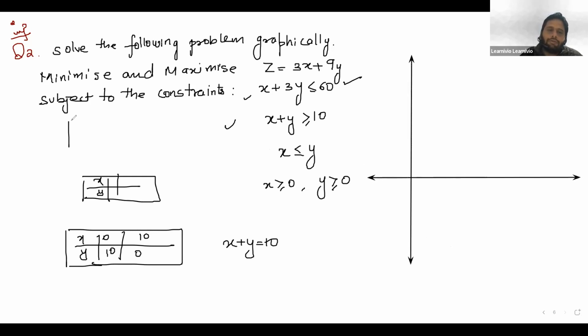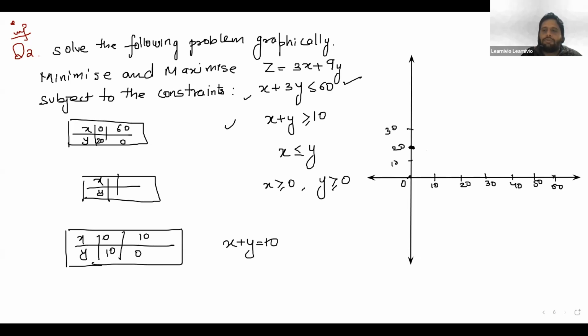If we take the first one, when x is 0, y is 20. When y is 0, x is 60. So 0 comma 60, there's 0, 10, 20, 30, 40, 50, and 60. Okay, so the first point is 0 comma 20, this one. The next point is 60 comma 0, this one. Okay, so draw the line. This line is this. Next is 0 comma 10. The second line is this one.